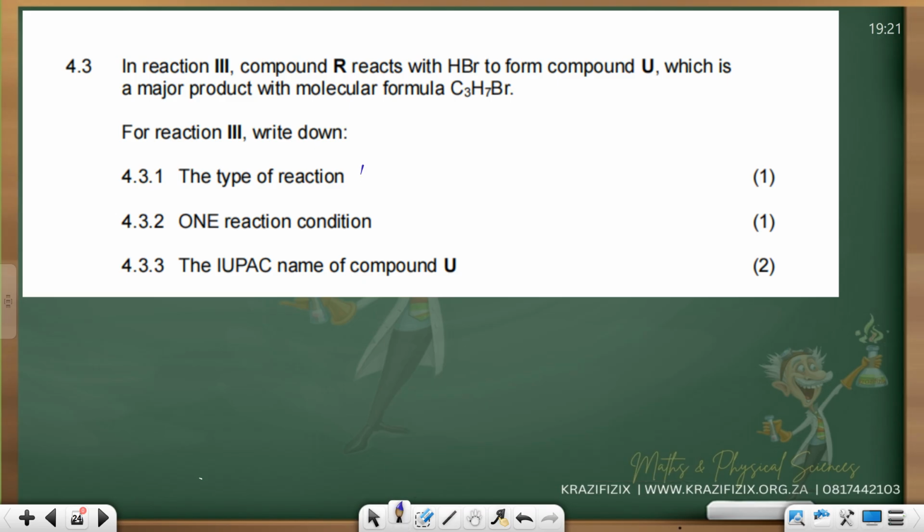What is the reaction condition of addition? We're actually adding what? Halogen. So it's hydrohalogenation. What's the reaction condition? In fact, there must be no water there. If there's water, it's going to become alcohol. So here, we can actually say no water.